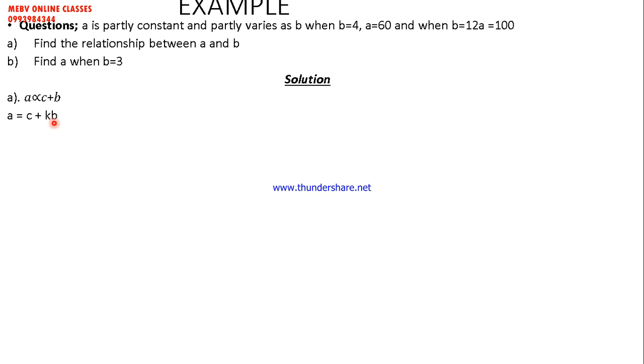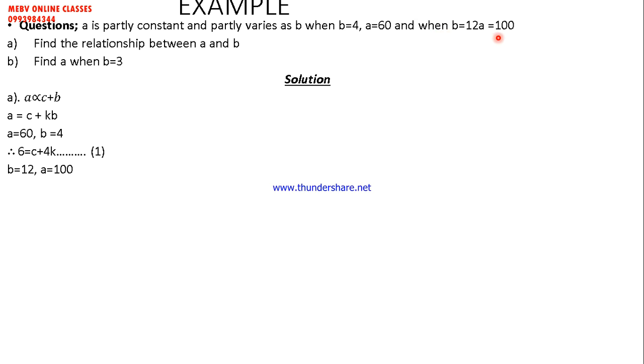So when B is 4, A is 60. This first part here will give us the first equation. That's why we have 60 for A, equal to C plus 4K. 4 here is for B, so KB is B times K, which is 4K. This is equation number 1.